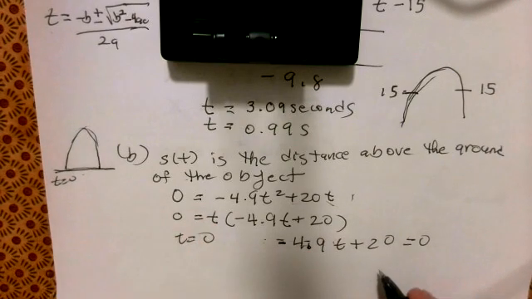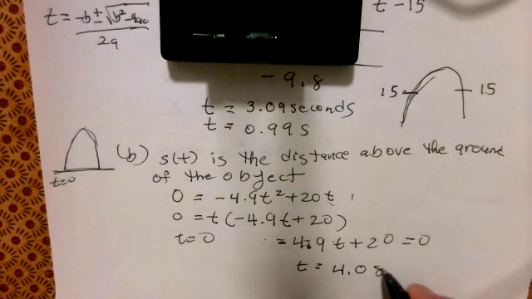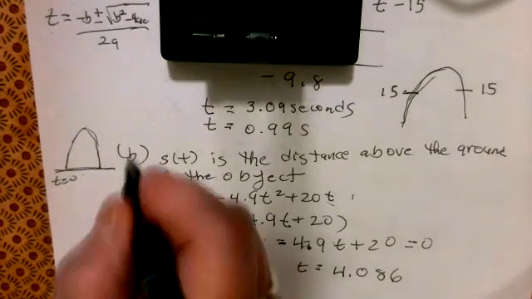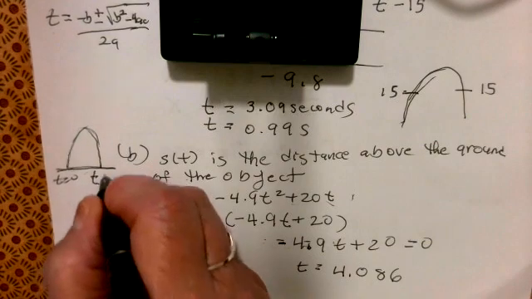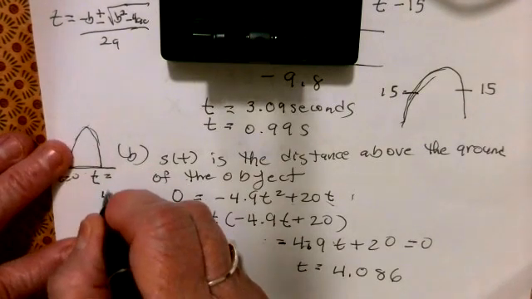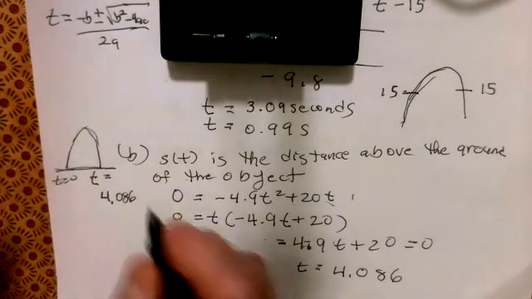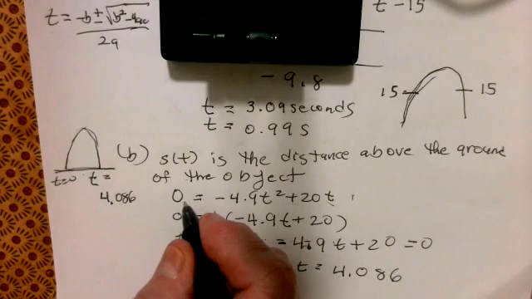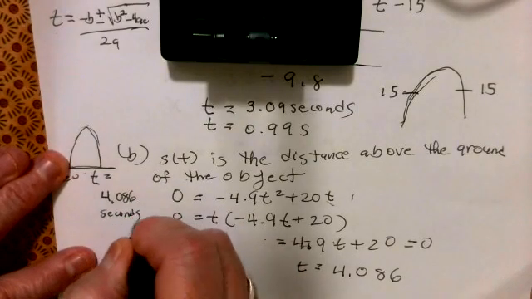So you can go ahead and work that out. It didn't actually work out evenly, but it's t equals 4.086, I believe. So this right here is t, and it's about 4 minutes, or 4 seconds. Is it minutes or seconds? Seconds. I should have remembered that.